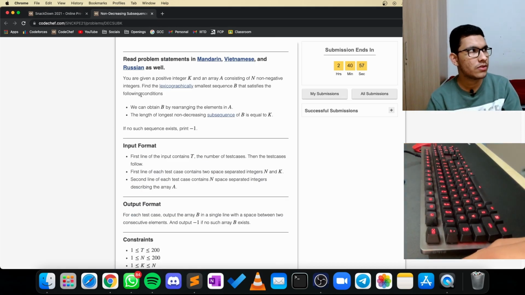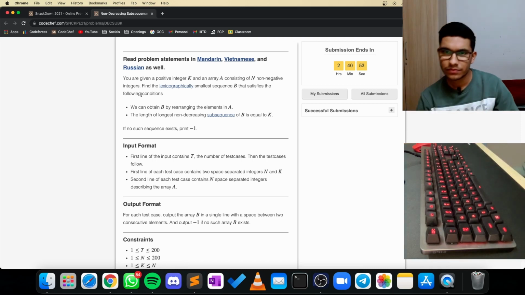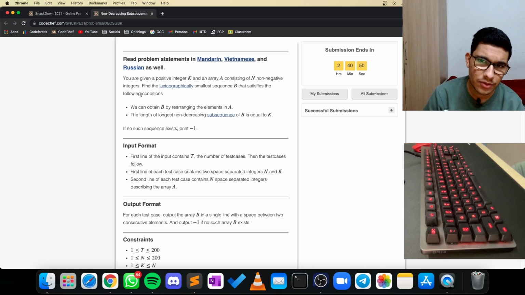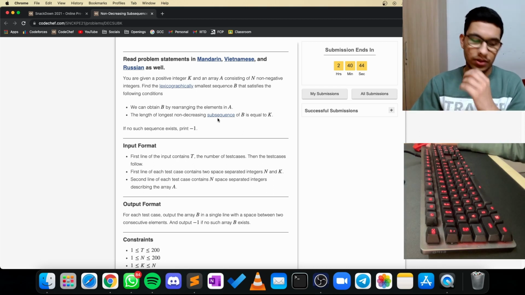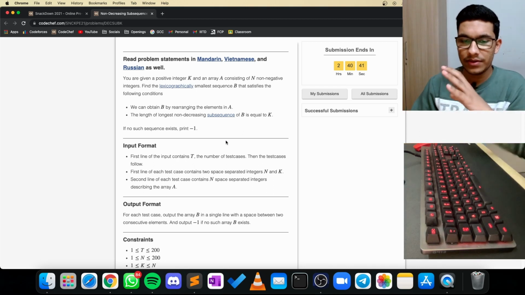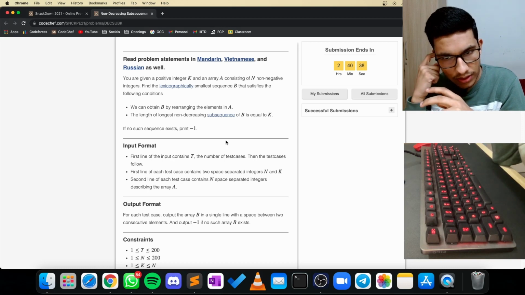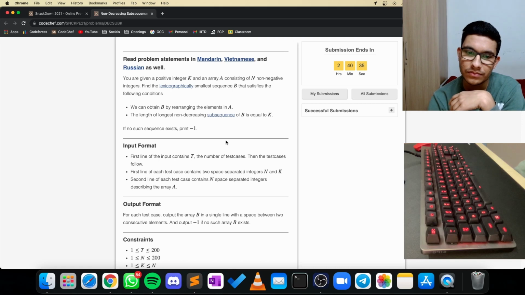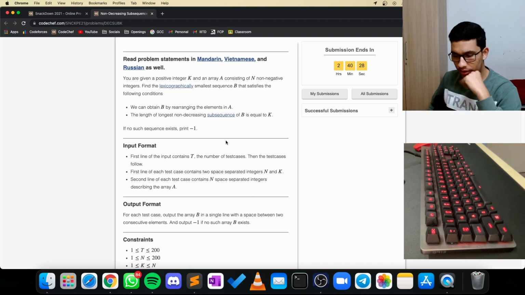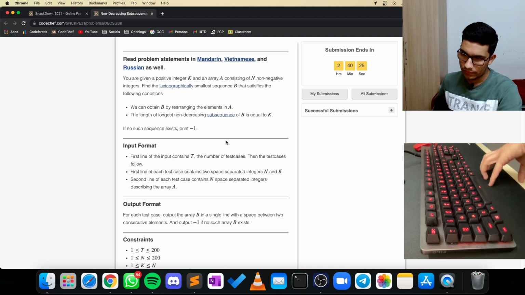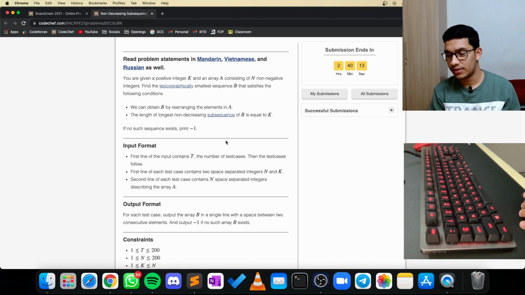Lexicographically smallest subsequence of B. No, the lexicographically smallest B we have to find such that the length of the longest non-decreasing subsequence in B is equal to K. Okay. So first of all, my first intuition is to sort the array A. It does not harm us to sort the array A first of all. Then we have to make sure that the length of the longest subsequence is equal to K. Alright, initially the length of the longest subsequence is equal to N. Fine. Now let's say K is equal to N minus 1. Okay, yeah. Then where do I put the last element? Let's say the last two elements are something like this.